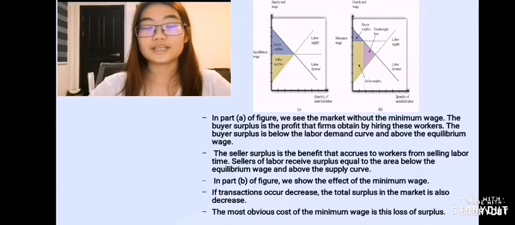If the number of transactions decreases, then the total surplus in the market also decreases. So by using figure part A and part B, we can clearly see that the most obvious cost of the minimum wage is this loss of surplus. That's all from me. Next, continuing the presentation is Michelle Ding.